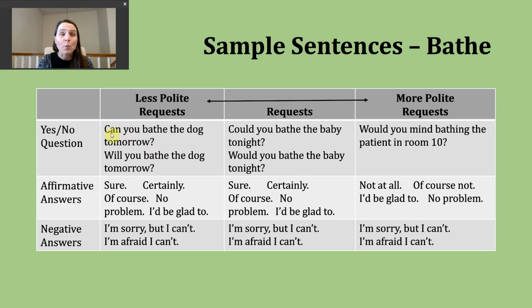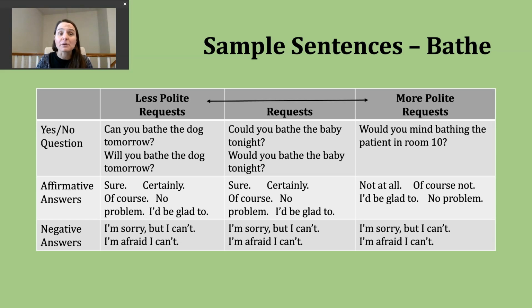So one way to make a request is with the modal can. So I'll have can, then I'll have my subject, and then the base verb. I could also say will, the subject, and the base verb. Both of those ways are just fine. And I think it's really common amongst our family members to speak in this more informal way. We don't have to worry about being so polite with our immediate family.